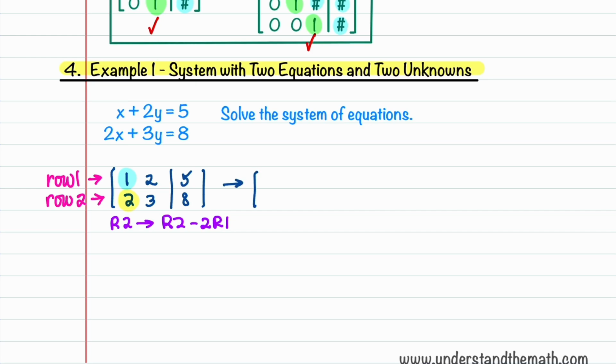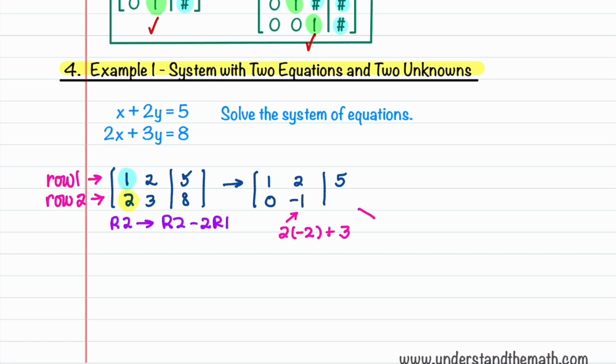Our top row is going to stay the same, so let's copy that down. Now we're going to take that top row, multiply every entry by minus 2, and add it to our second row. So we're going to get a 0. In this entry right here, we have 2, multiply it by negative 2, and then add the entry that was there, which is 3. So that's a minus 4 plus 3, which gives us a minus 1.